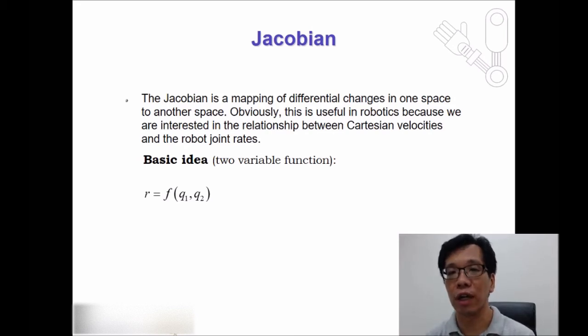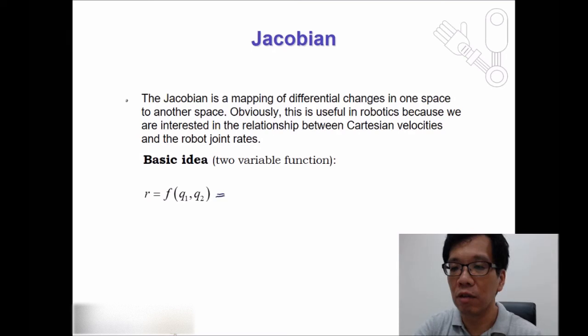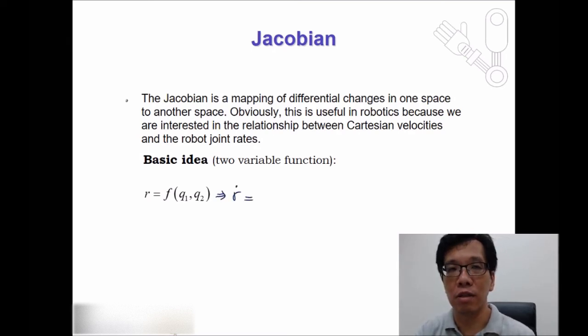So let's start from a function which includes two variables, r equals f(q1, q2). So if we want to find out r dot, this one is differentiated in terms of time. You might say, okay, I just do dr dt. Yes, that's correct. But this time we are not trying to deal with dt only. We want to find out what the change is if my q1 and q2 have tiny changes.